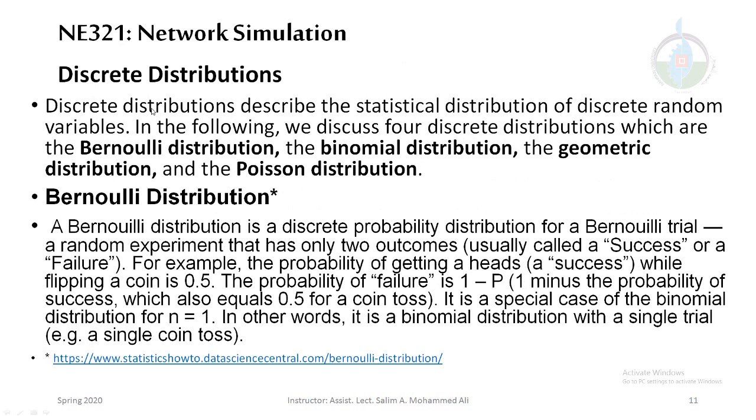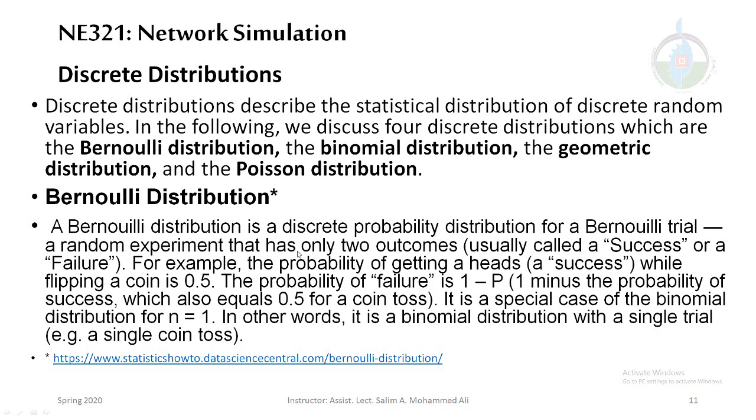Now let's talk about discrete distribution. Discrete distribution describes the statistical distribution of discrete random variables. In the following, we discuss four discrete distributions, which are the Bernoulli, binomial (we skip that), geometric, and Poisson distribution. Bernoulli distribution. Bernoulli distribution is a discrete probability distribution for a Bernoulli trial.